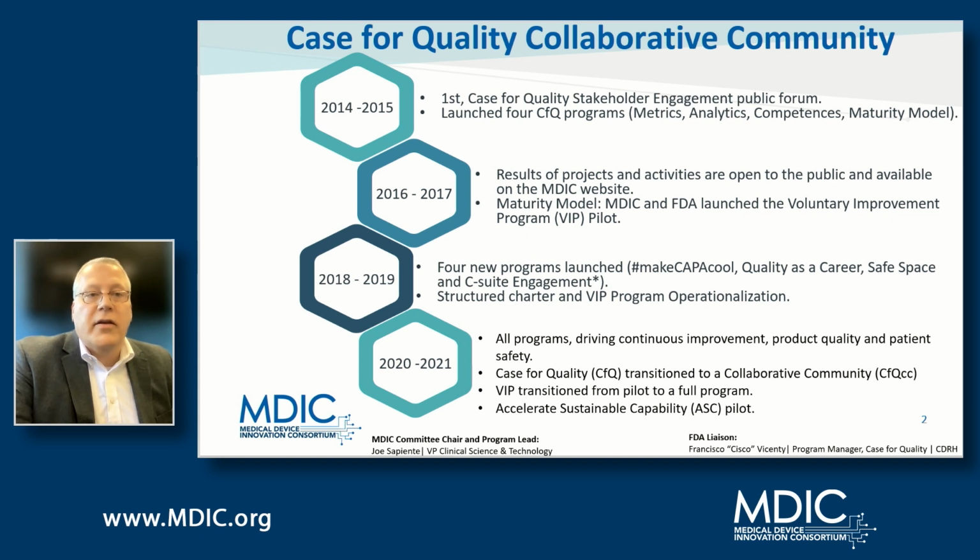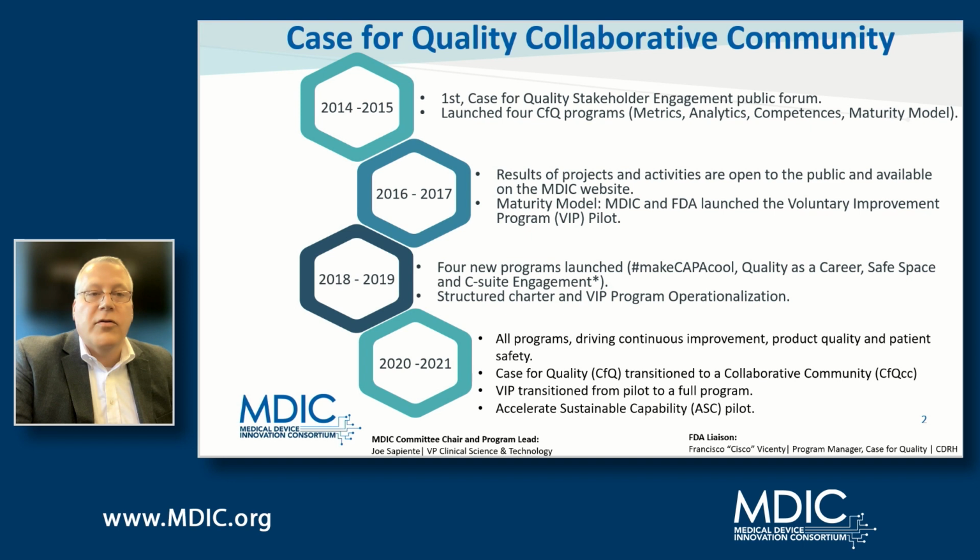So a little bit of history in the Case for Quality collaborative community. As you can see here, we started in the 2014 timeframe, and one of the areas that we focused on was having our very first forum, which was part of the charter for Case for Quality, was to establish public forums to bring in the various stakeholders. And it was during that first period of time where we actually launched our first 4 working groups. And for those of you who may be familiar with Case for Quality from the beginning, recall the metrics, the analytics, the competency model, as well as the maturity model work streams.